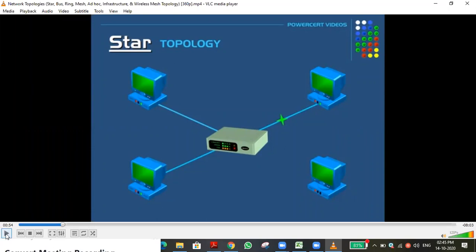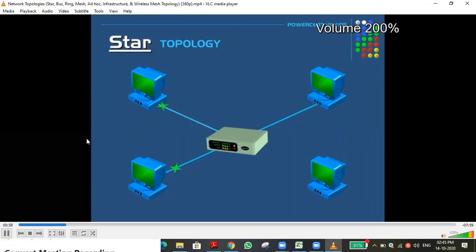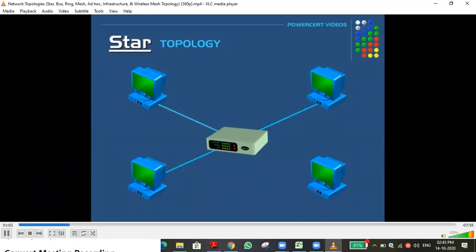However, a disadvantage of the star topology is that if the central hub or switch fails, then all the computers on that central point would be affected, and this is called a single point of failure. If this happens, the entire network goes down.